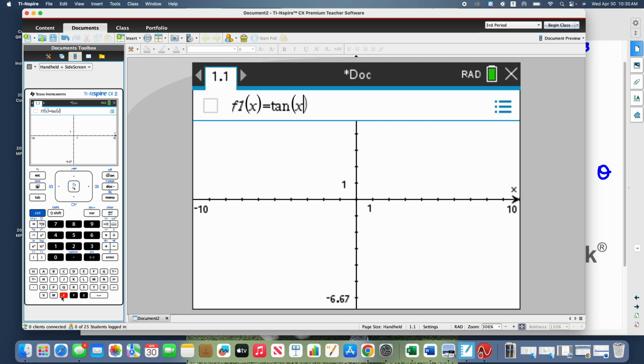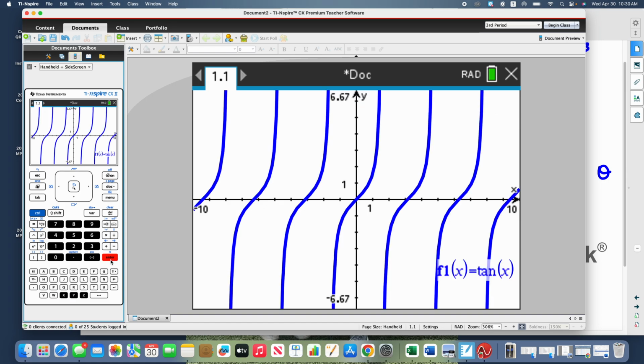of x. Now, depending on what my calculator's in depends on how much I'm going to see. If it's in radians, I'm going to see quite a bit. If it's in degrees, I'm not going to see a whole lot. I'm going to have mine in radians, and I'm going to graph. So there's the same picture of what we just graphed. It's just graphed a lot more. So we'll use that to help us as we answer some of the questions.